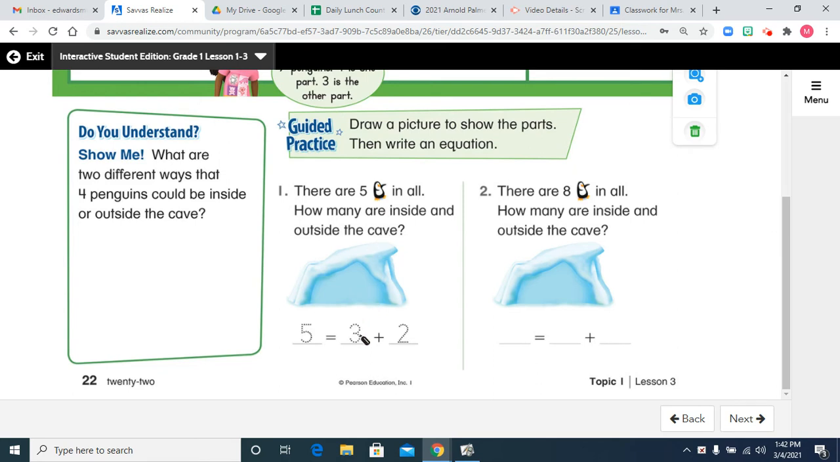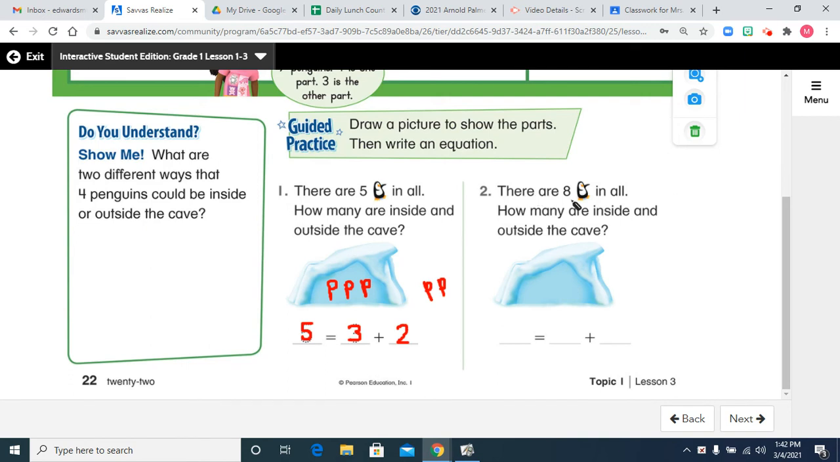Okay, so they decided 3 and 2. So I'm just going to put P's because I'm not very good at drawing penguins. So 3 inside and 2 outside. So 3 plus 2 equals 1, 2, 3, 4, 5 in all. Now, could you have 2 penguins in the cave and 3 penguins outside? Yes, you could. It would still equal 5 in all.